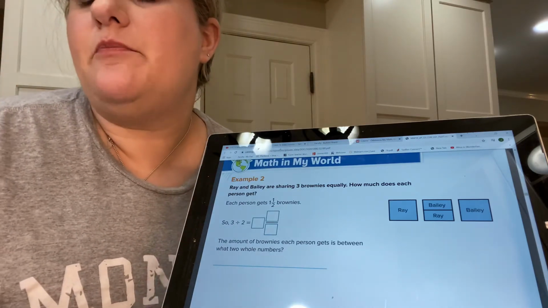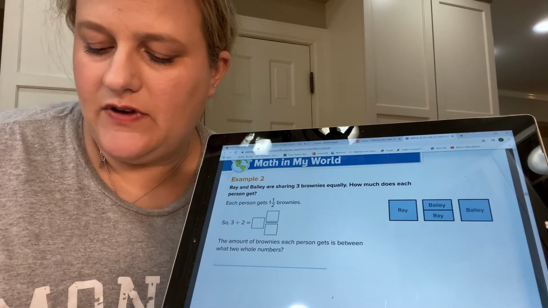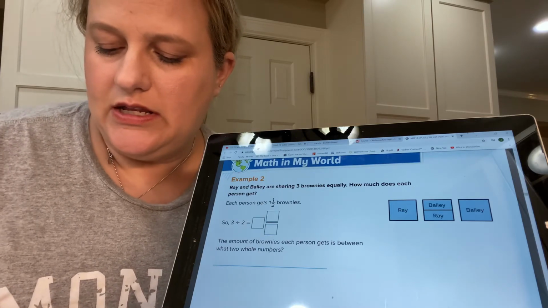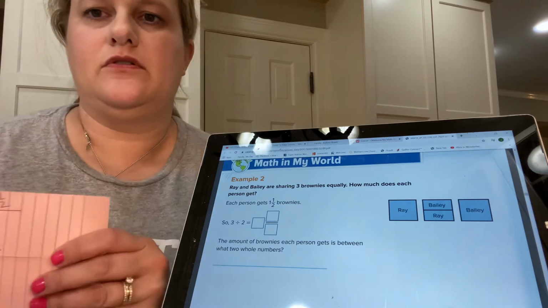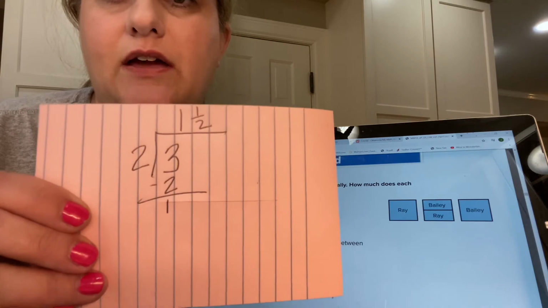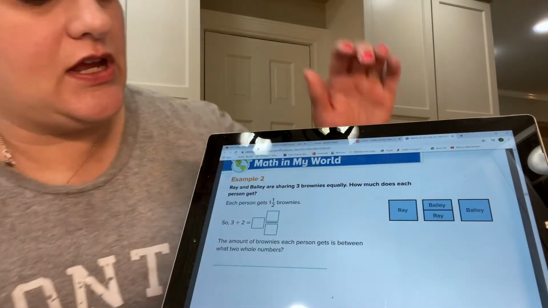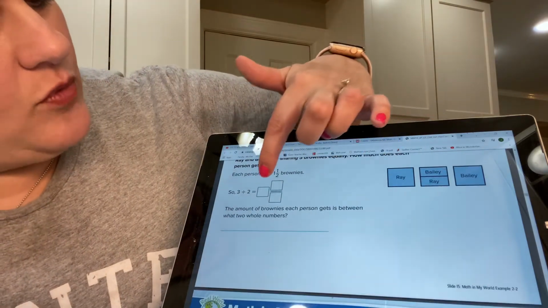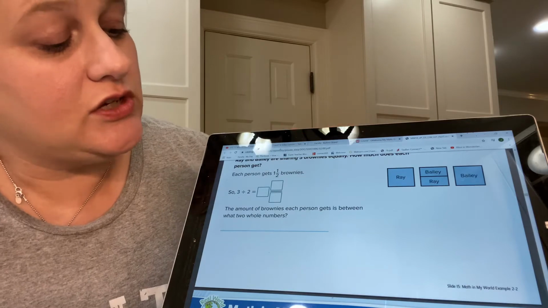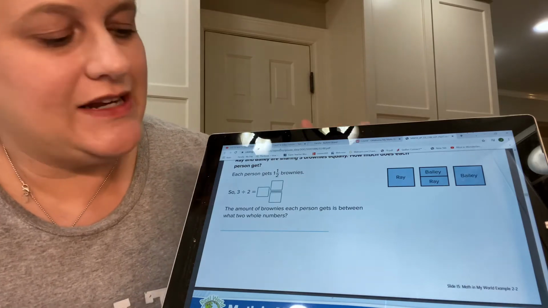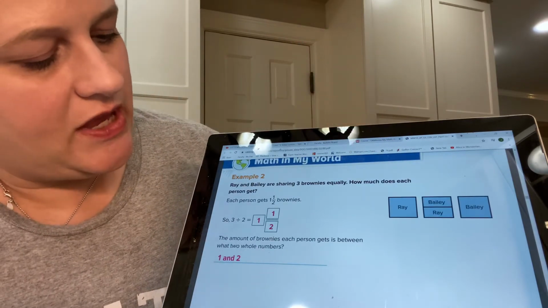Let's just do that math real quick. 3 divided by 2 is 1 1/2. Do you see how I got that? Okay, so you would have 1 1/2 there, and that's between the two whole numbers 1 and 2. It's more than 1, but it's not 2 wholes, 1 1/2. So this is how you would fill out that page.